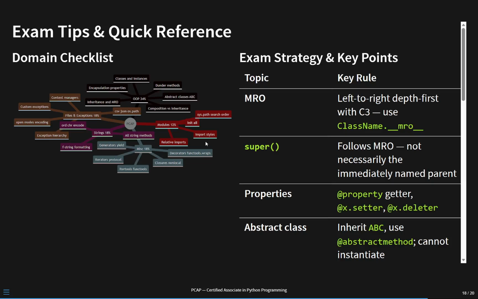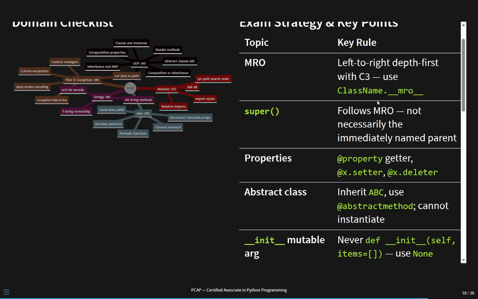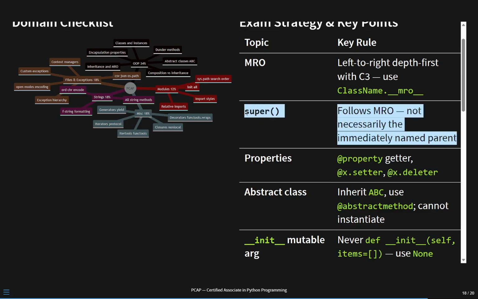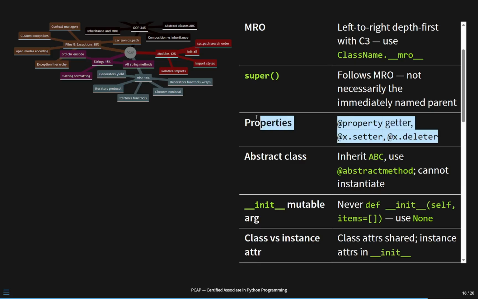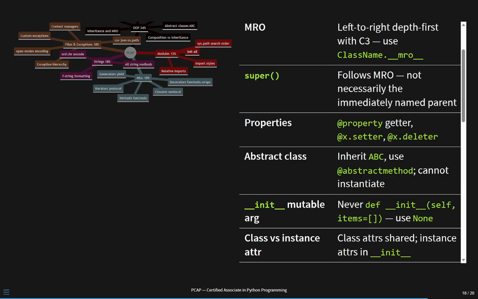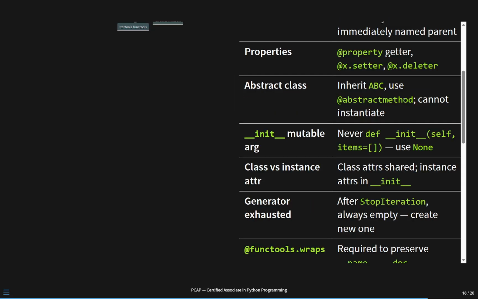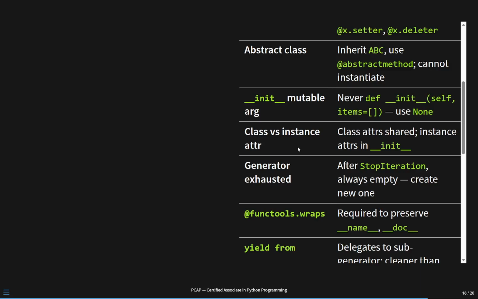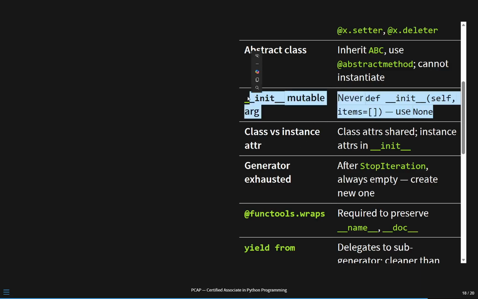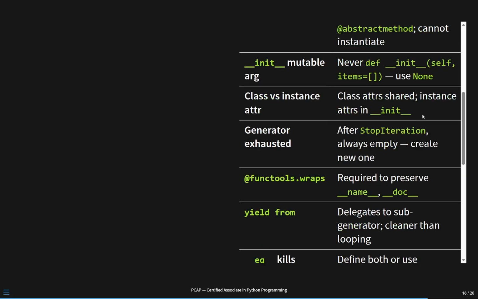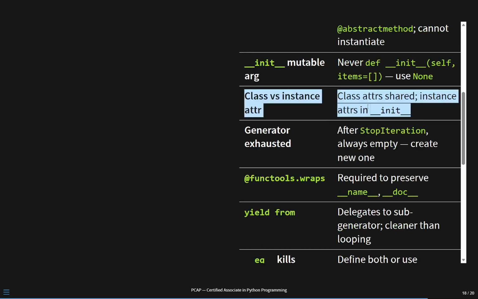The reference table. These are the rules with zero tolerance for mistakes on the exam. MRO: left to right, depth first, C3. Check ClassName.__mro__ to verify. super() follows MRO, not the named parent directly. Properties: getter is @property, setter is @name.setter, deleter is @name.deleter. Abstract class: inherit ABC, decorate abstract methods, never instantiate directly. Mutable class attributes: never use items = [] and never grades = {} at class level for per instance data; use def __init__(self) instead.